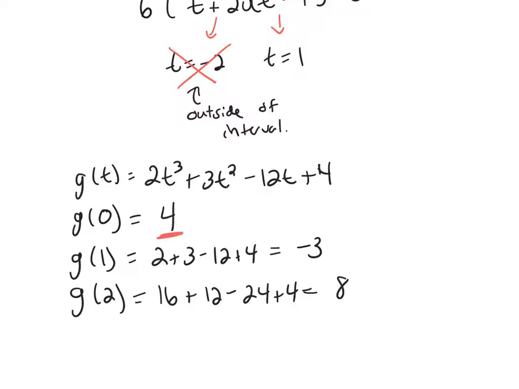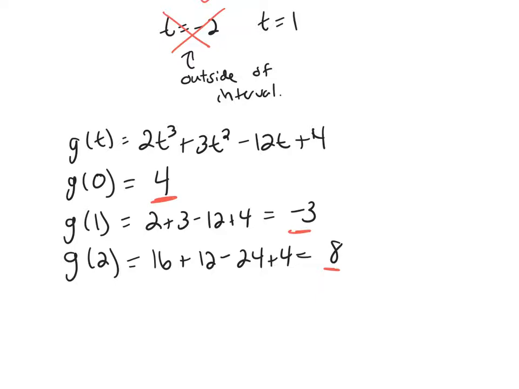So now you got to compare these three values. What's your largest and what's your smallest? My largest is 8, so I'm going to say that the max is 8 and the minimum is -3.